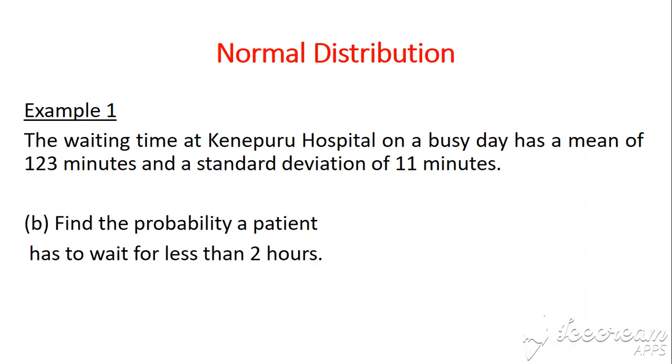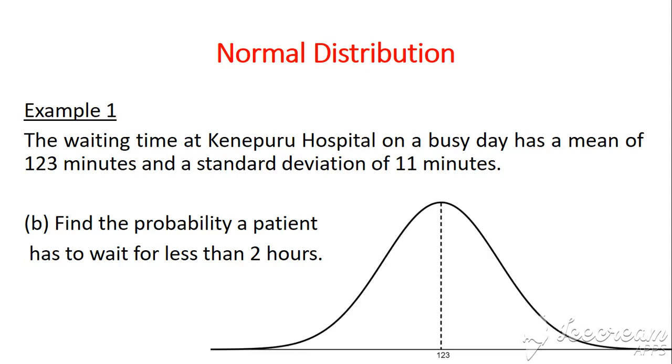All right, here's part B. Find the probability a patient has to wait for less than 2 hours. Here's our diagram again. 123 minutes is the mean. And here's 120, because that represents 2 hours. 60 plus 60 is 120. And everything coloured in less than that is all the people waiting less than 2 hours.